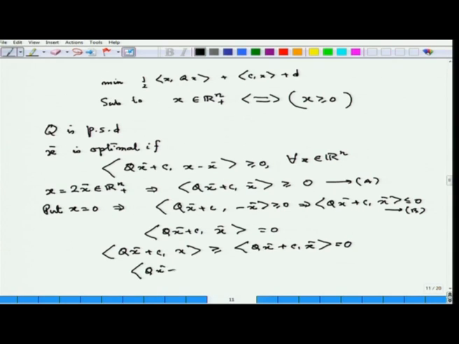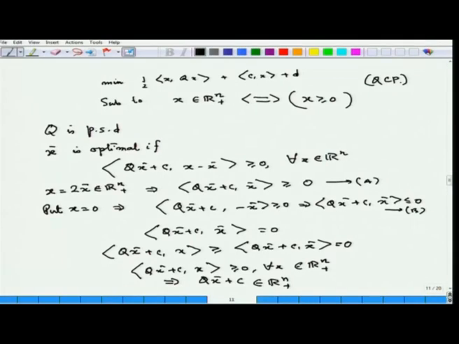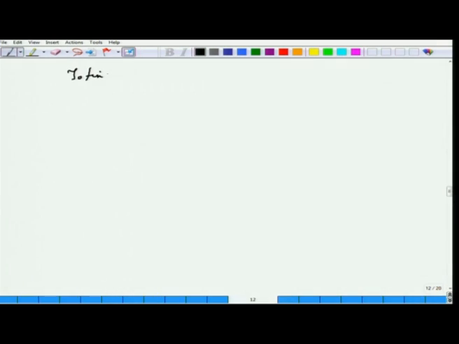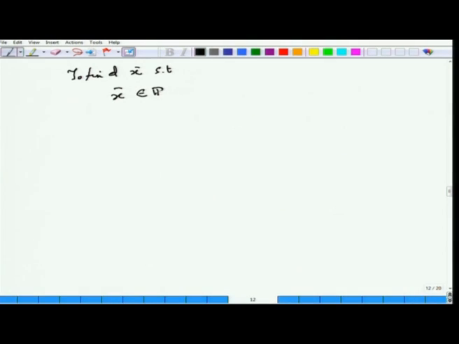So, what you get is Q x bar plus c times x is greater than or equal to 0 for all x in Rn plus. This is true for any x, because we are just breaking the inner product and pulling one to the other side. So, this would immediately imply, because this is true for every x in Rn plus, that Q x bar plus c is also in Rn plus. So, the process of finding a minimum of this quadratic programming problem, or QCP, quadratic convex problem, is to find x bar such that x bar belongs to Rn plus, Q x bar plus c also belongs to Rn plus, and the inner product of Q x bar plus c with x bar is equal to 0. This is called the complementarity condition.